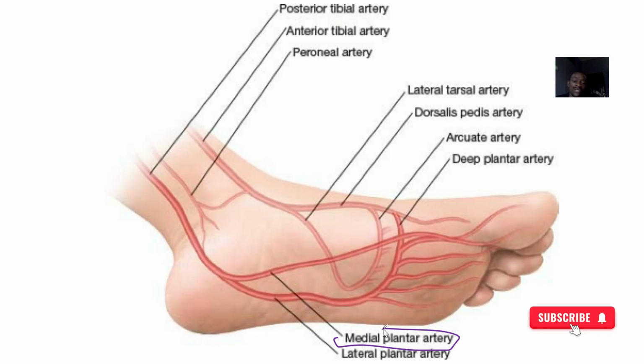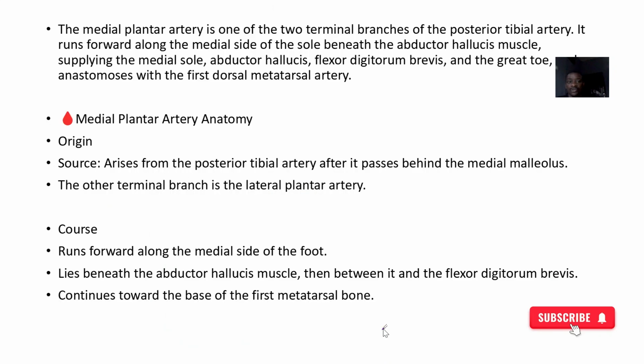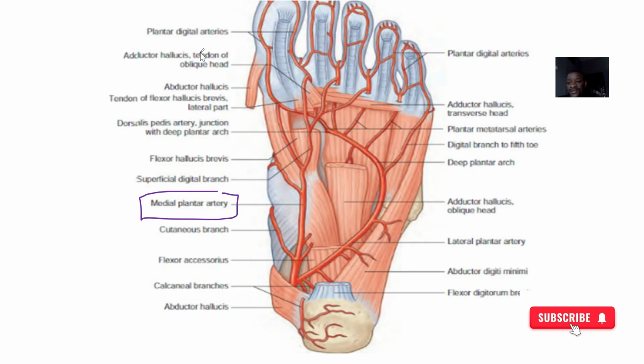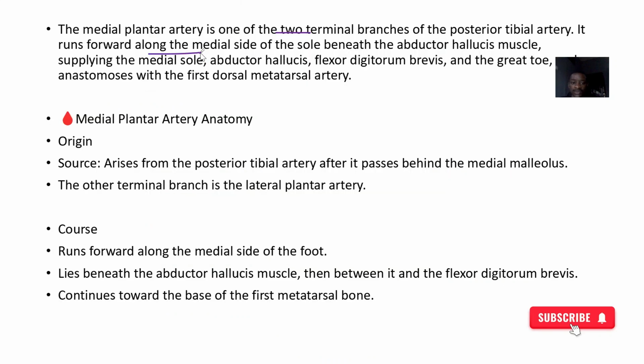So this one is going inward towards you, while the lateral plantar usually goes outward. So the medial plantar artery, that is one of the two terminal branches of the posterior tibial artery. It runs forward along the medial side of the sole beneath the abductor hallucis muscle. So it supplies the medial side of the foot. So it arises from the posterior tibial artery after it passes behind the medial malleolus.